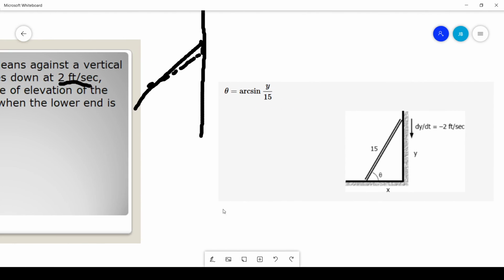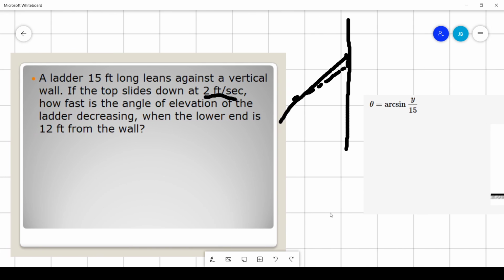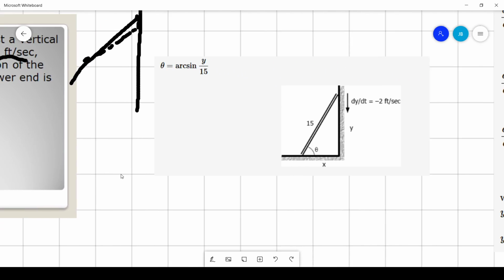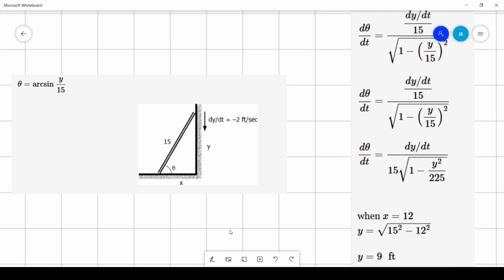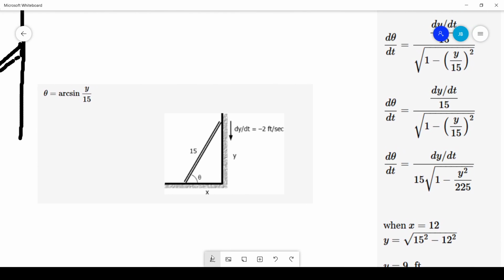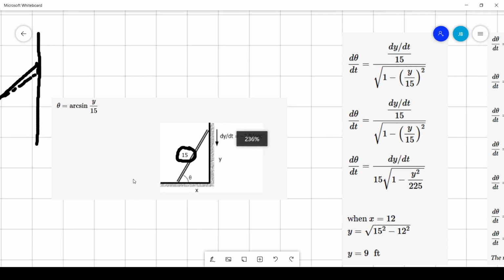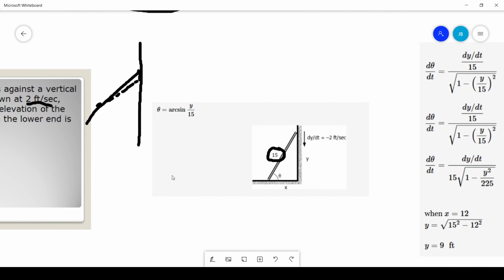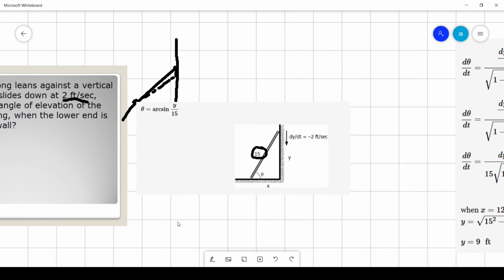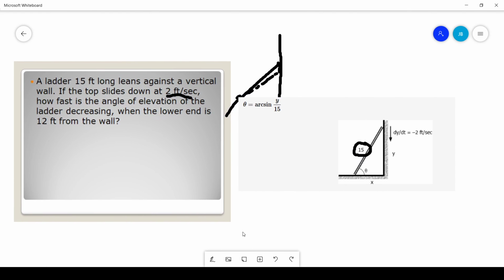So you have this figure here. This is 15, right? This is the ladder which is given sa problem. Can we go back to the problem? Zoom out, para makita. There you go. So, okay. Ladder is 15, right? We draw it correctly.